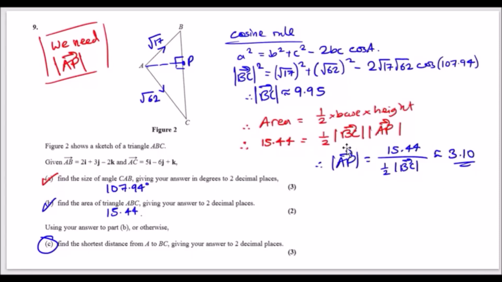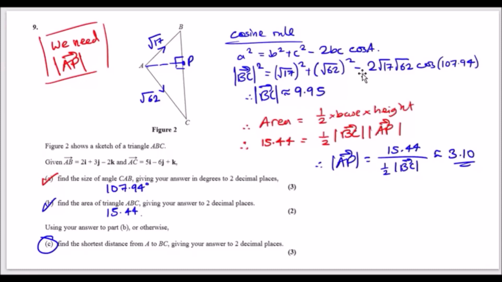To find BC, because we probably haven't done that yet, you could use the cosine rule, or you could just count to find the vector B to C. You just go from B to A and then A to C. B to A is just the negative of this, and A to C is the same. So it would be minus 2i plus 5i, which is 3i, minus 3j, minus 6j is minus 9j, and plus 2k plus k is 3k, and then you could find the magnitude of that. That'll give you an answer approximately equal to 9.95.